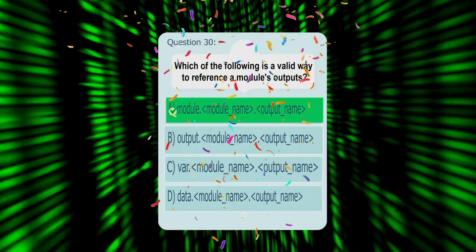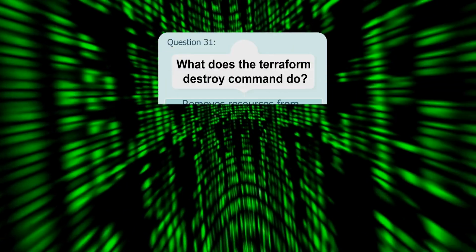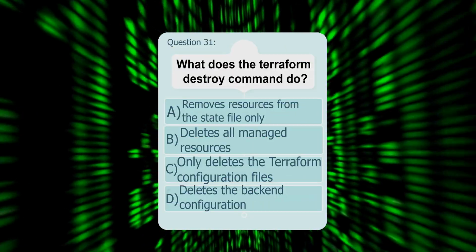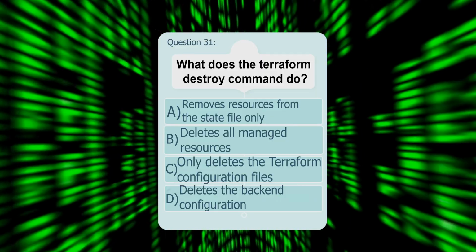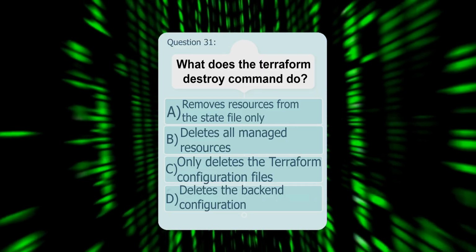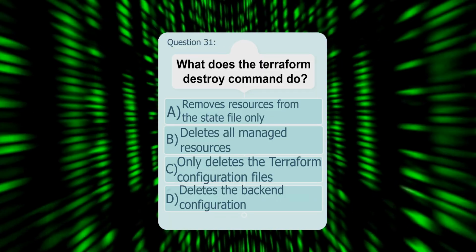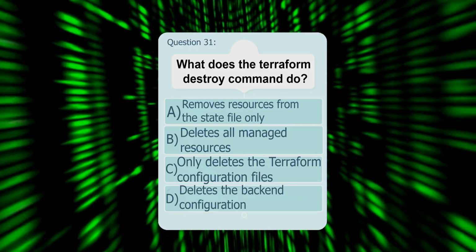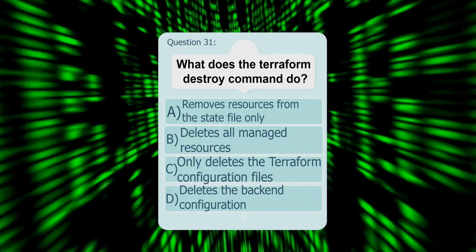Answer. A. Module. Question 31. What does the Terraform destroy command do? A. Removes resources from the state file only. B. Deletes all managed resources. C. Only deletes the Terraform configuration files. D. Deletes the backend configuration.